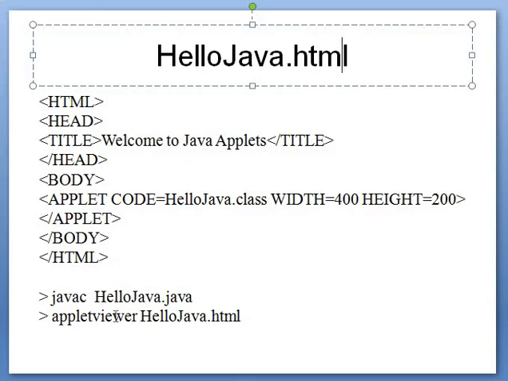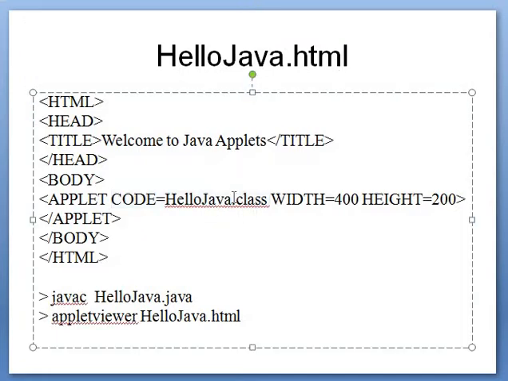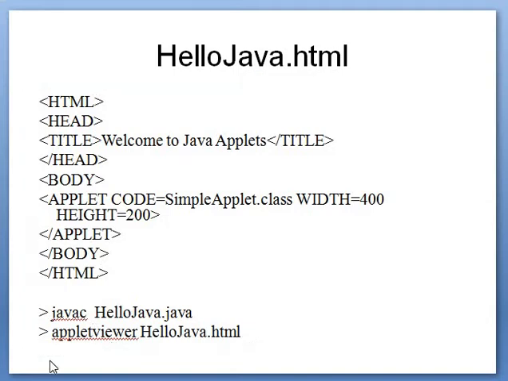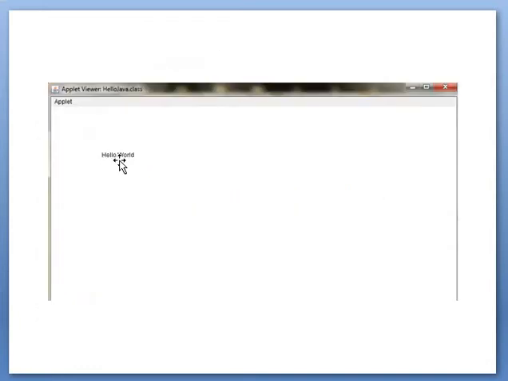Now you can use applet viewer hello java.html. See, hello java is the name of the newly created HTML file. There inside the applet tag, the code property is giving a value hello java.class. So in our case, simple applet.class. So this applet viewer will display the hello world output. See, this is the output.